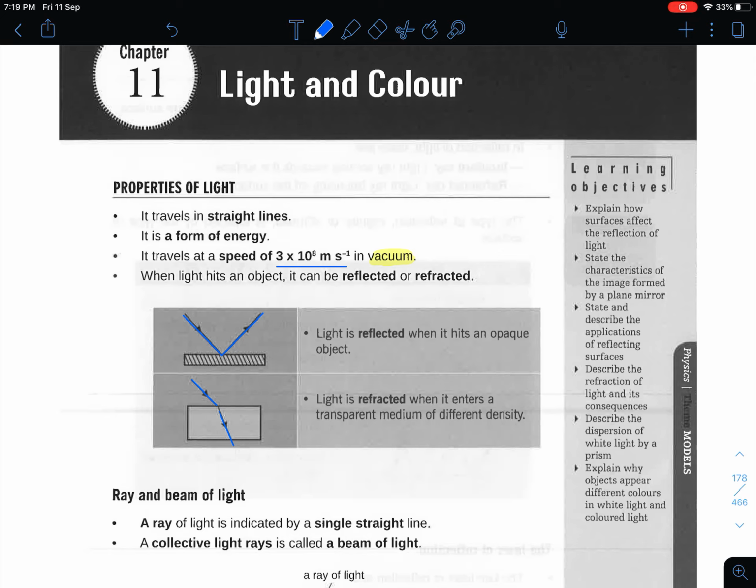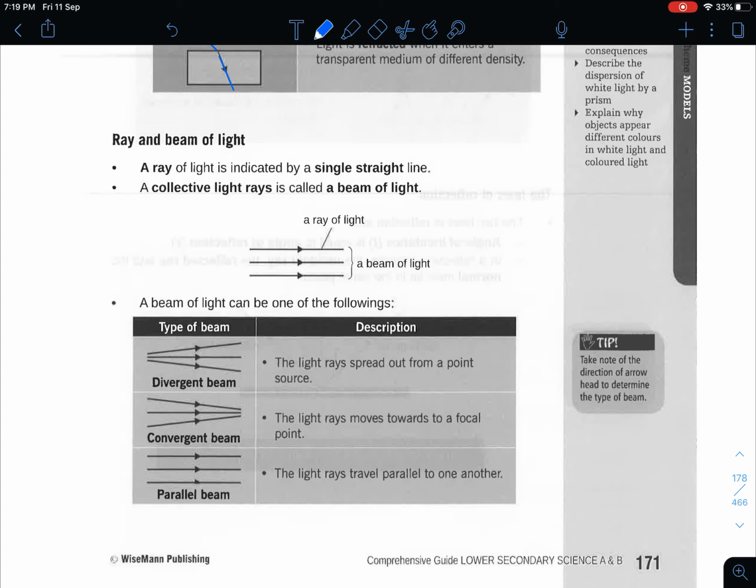A ray of light is usually indicated by a straight line, and one collective group of light rays will result in a beam of light. So you can always see that light is straight, it doesn't curve in any way. At the same time, you will also take a look at the arrow, which indicates the direction of light, and this is very important for light.